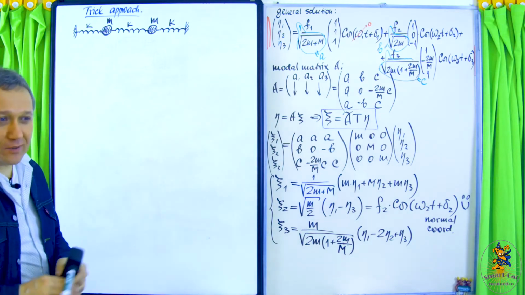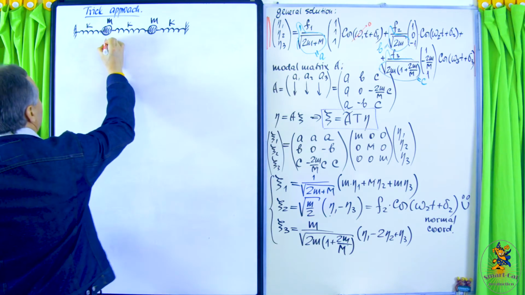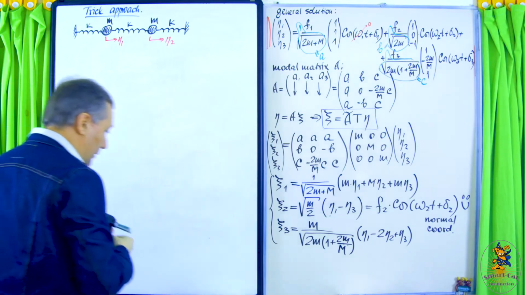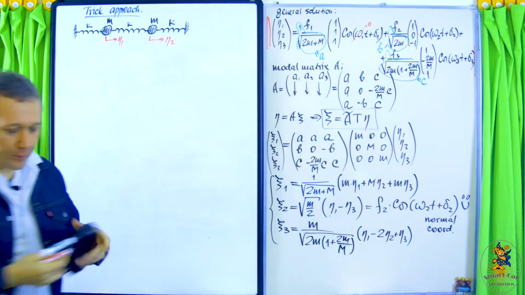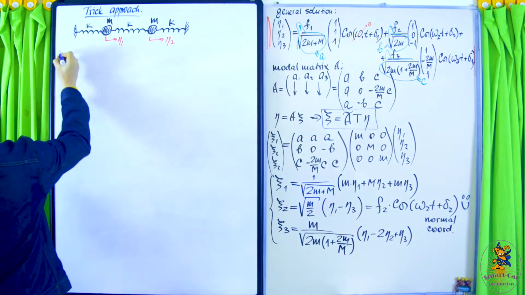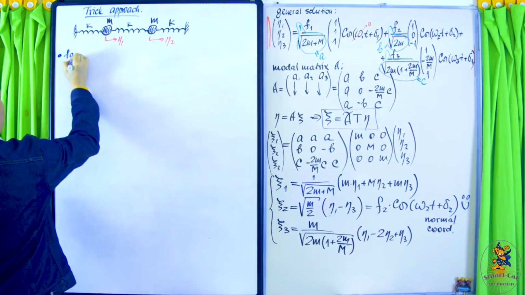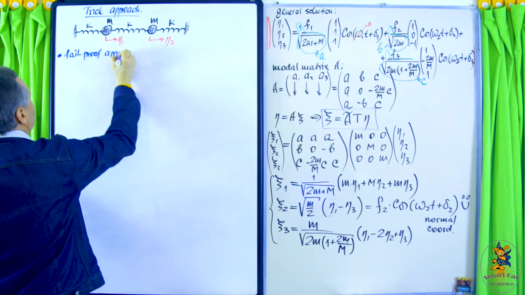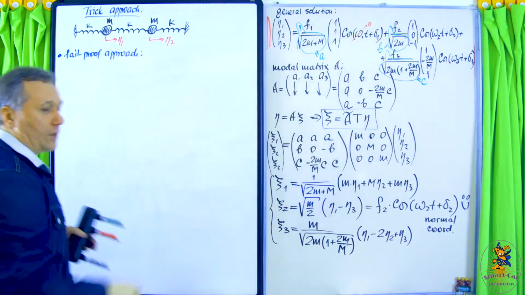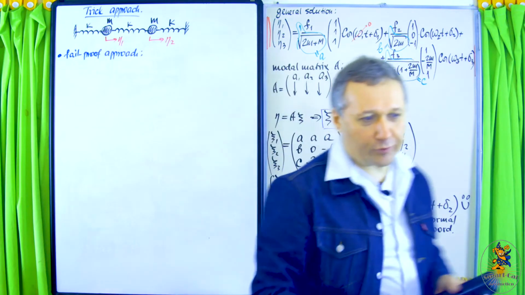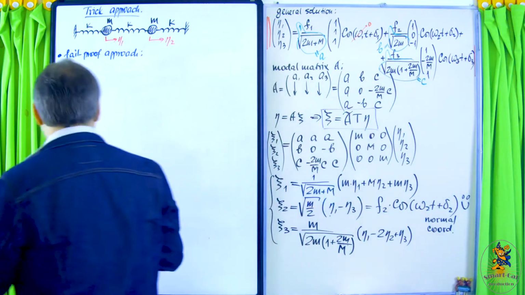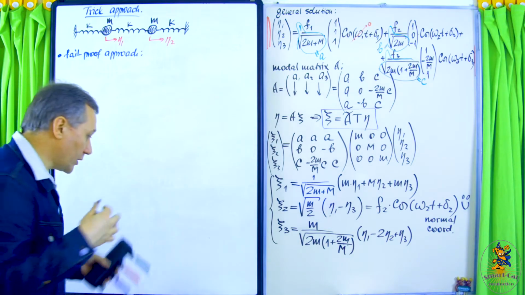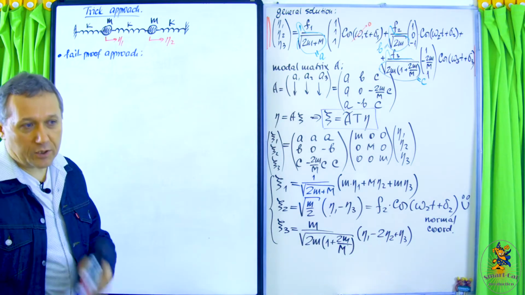Okay, so typical displacements, eta 1 and eta 2. First, we will apply the fail-proof approach. And then actually, there are shortcuts or a trick which can be applied. But first, classical. Of course, we need to write down the Lagrangian in order to construct the kinetic energy and potential energy matrix, right?